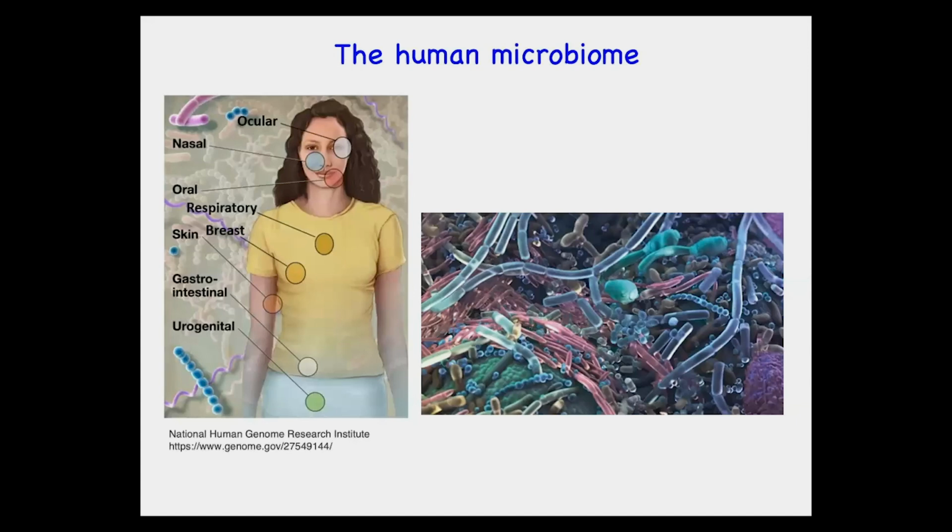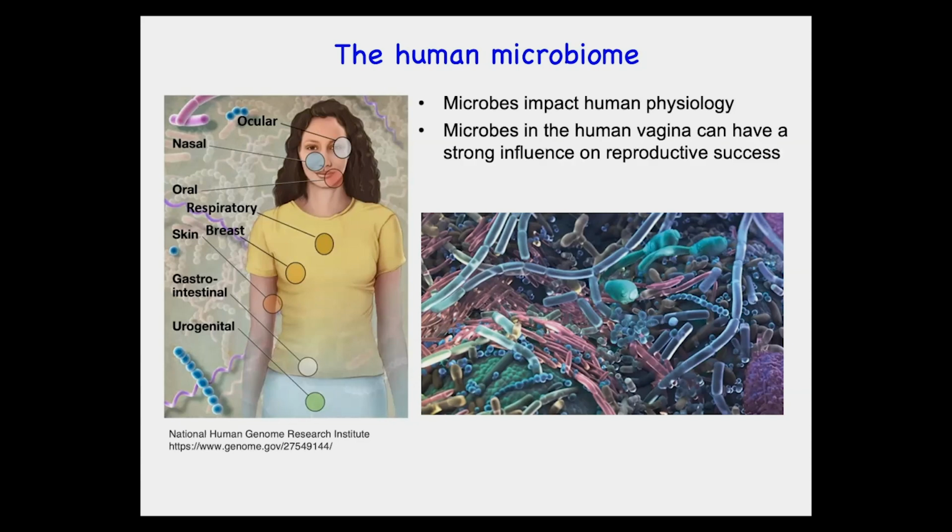Very excited about that. Okay, so by now we're all well aware that the human microbiome is important and has key roles in human physiology. And this is, while understudied, very important in the female reproductive tract of humans as well. In fact, in the human reproductive tract, microbes have a very strong influence on reproductive success. And as you'll see, this could have potential for selective advantages and disadvantages in the human population.